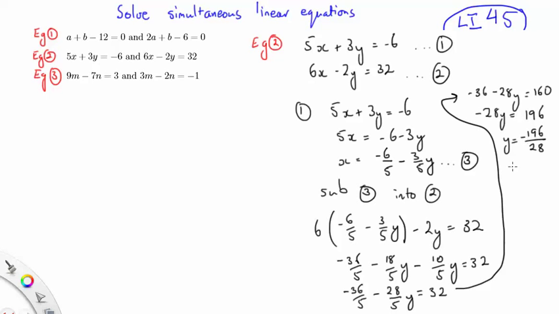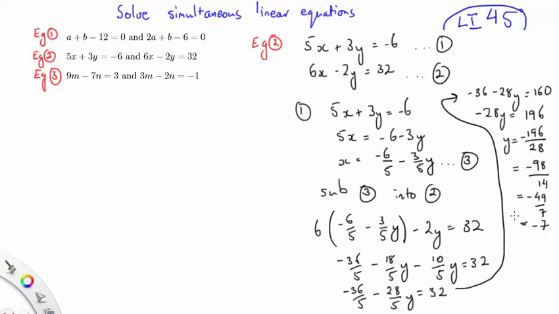Alright, now we need to simplify that. Well, they're both even, so we can half it. So half of 196, what's that going to give us? That's going to give us 98. So we get -98 on 14, and we can keep halving. -49 on 7. Now that looks familiar. That's got to be -7. Let's check that. Yep, that looks good. So y equals -7.